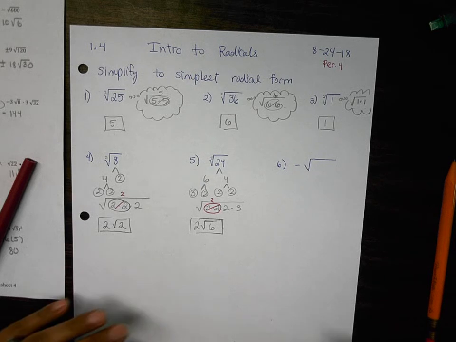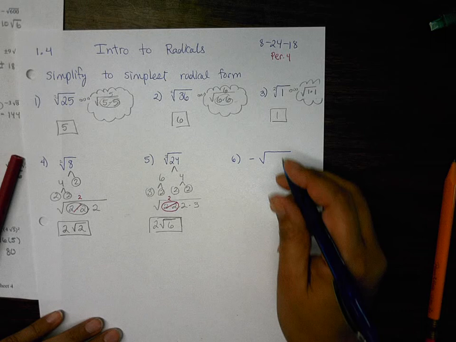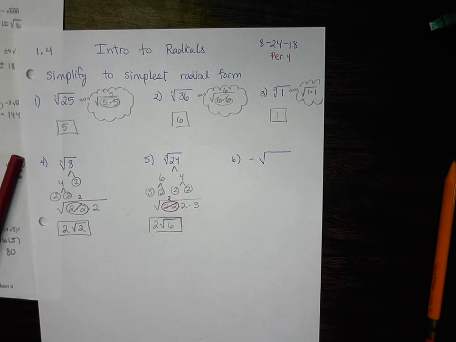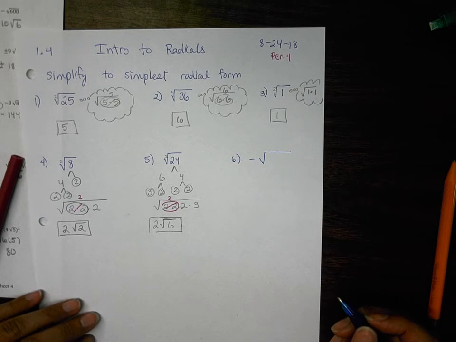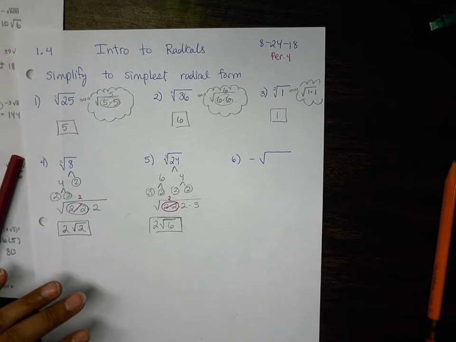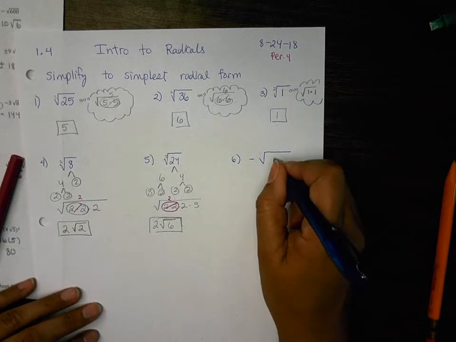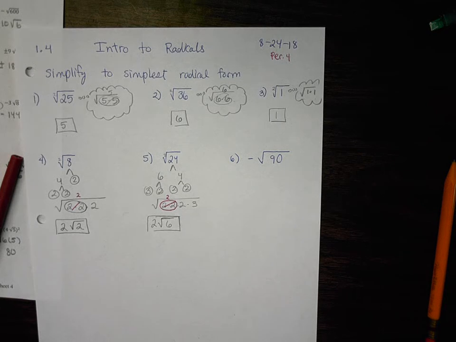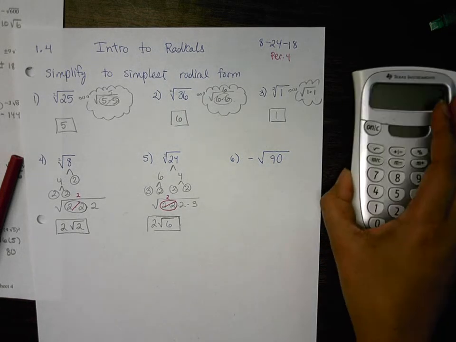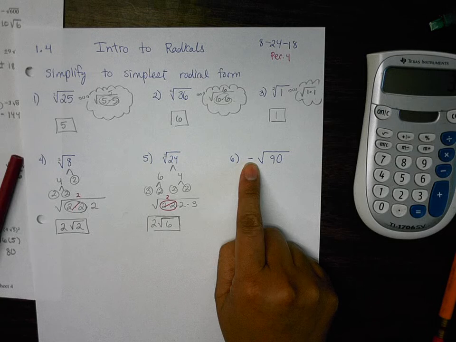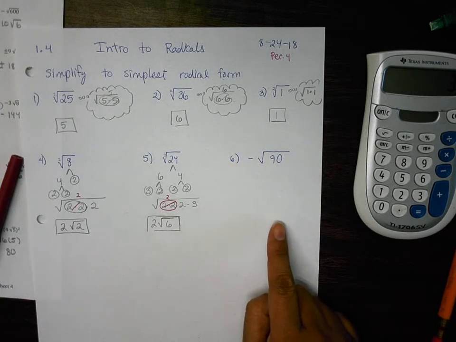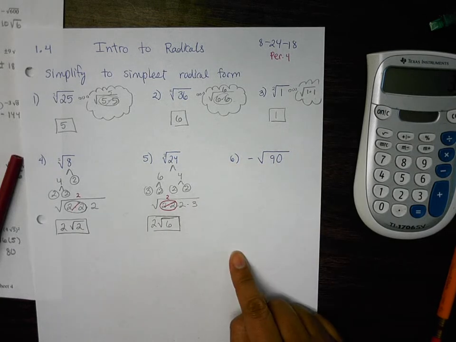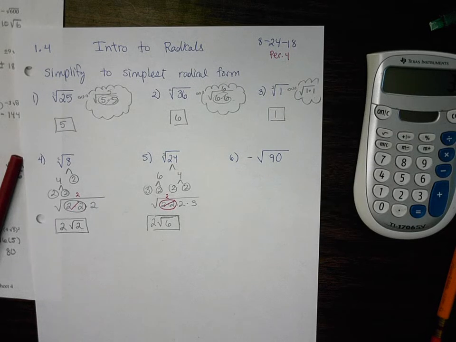All right, next one we're going to do is the square root of 90. All right, go ahead and break it up. Oh, negative. Oh, good observation. Does that negative on the outside change the way you do your steps? No, what are you going to do at the end? Tag on a negative. That's it. The final answer will be negative. Okay, go ahead and break it up.